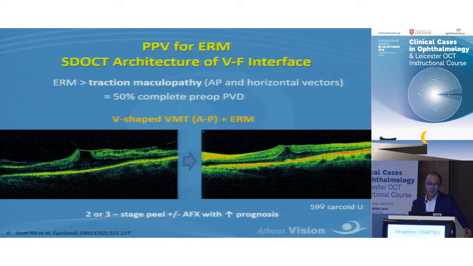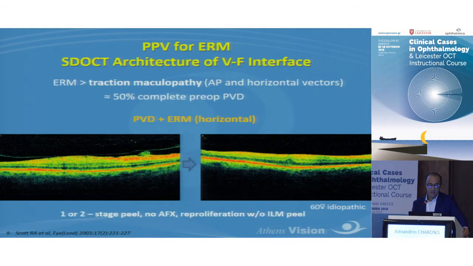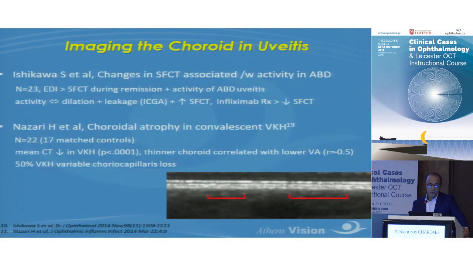This is a V-shaped VMT with an ERM type of uveitic macular edema, epiretinal membrane in a sarcoid patient that we operated on. These patients usually have a better prognosis. This is a broad VMT, and this is a shallow PVD with an epiretinal membrane. So it is a very useful tool, obviously, and we cannot really practice without this. But it's not really different to idiopathic epiretinal membranes and tractions that we just heard.